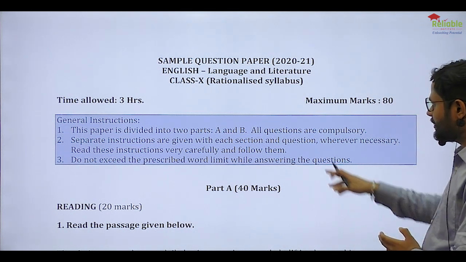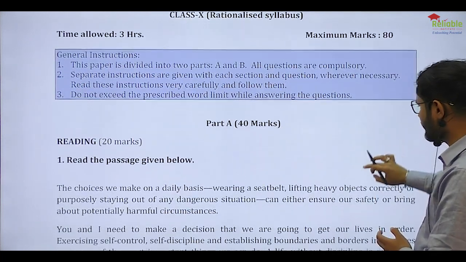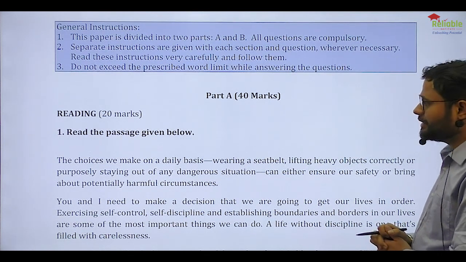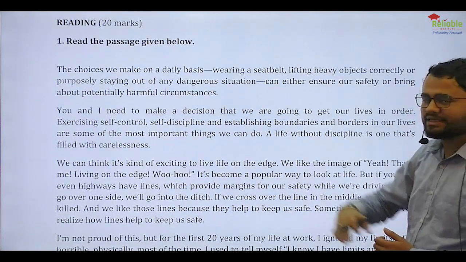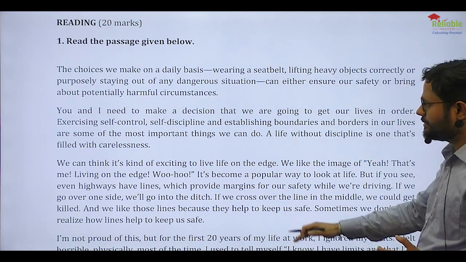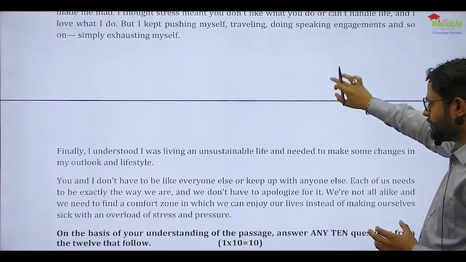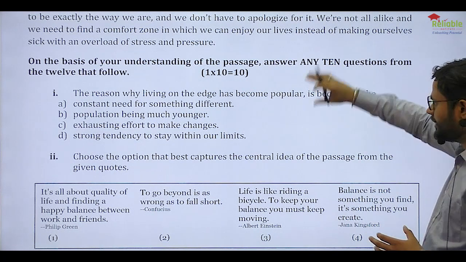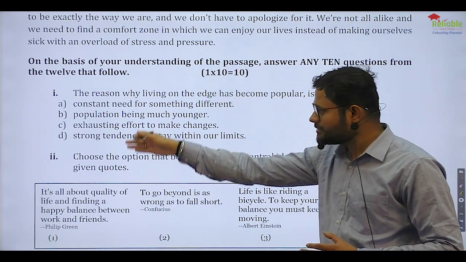The first thing is going to be Part A, and that is of 40 marks. In Part A there is the reading section, and the first question is a passage. A passage is given to you, and on the basis of reading the above passage, we have to give the answers to these questions.